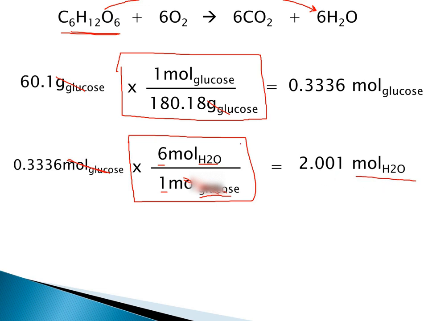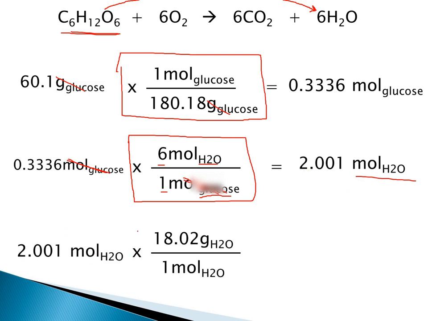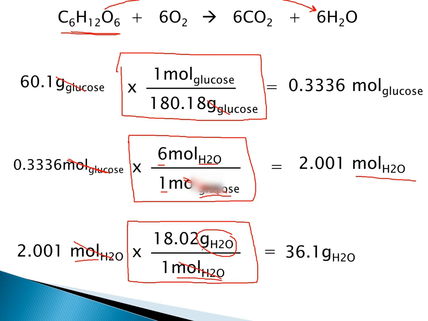Now that we have moles of water, the question was asking for the mass of water. So we have the moles of water. We will then set up our last conversion factor, and again, we put the units first. We know that we're in moles of water, so we put moles of water on the bottom so that they cancel out. And we know we want to get to the mass of water, so that goes on top. And then we look at the ratio between those two. 1 mole of water weighs 18.02 grams. So we can use that molar ratio, and we end up with our answer of 36.1 grams of water being produced from the 60.1 grams of glucose.